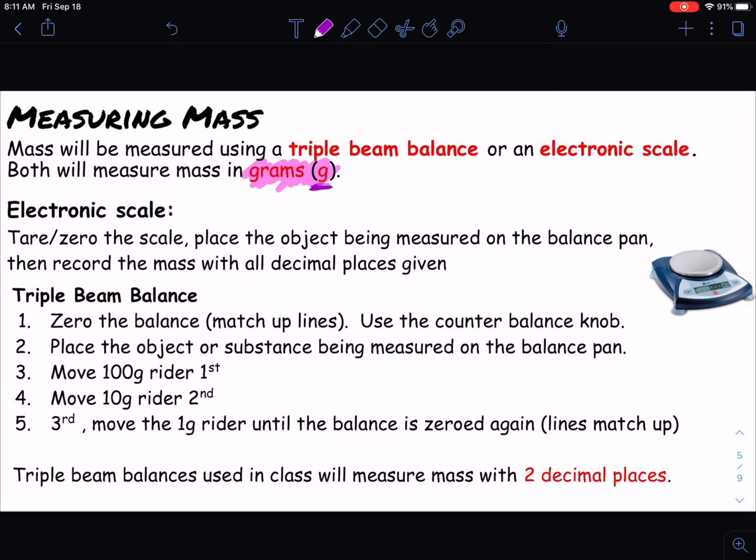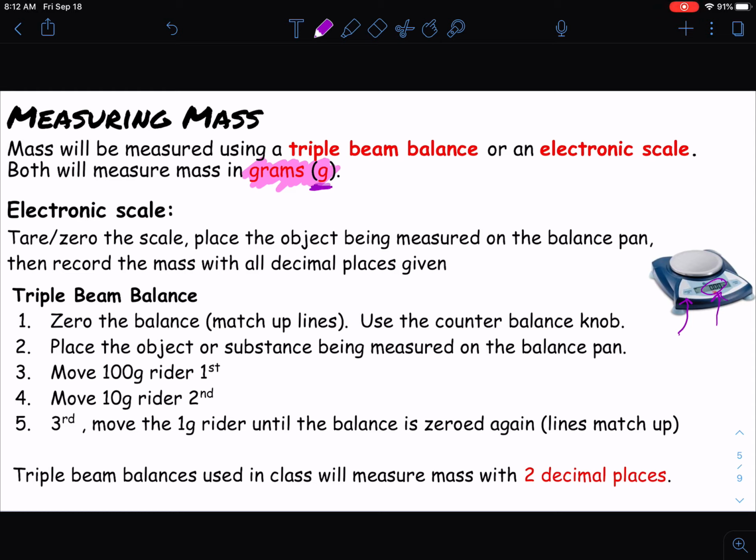Now, an electronic scale I'm going to go over very briefly, but it's the easiest to use. All you're going to do is turn it on using this button. After you turn it on, if it does not say 0.00, you're going to hit the button again to zero it out. You're going to place the object on it, and then you're going to read whatever number it gives you. That's all you got to do with an electronic scale.